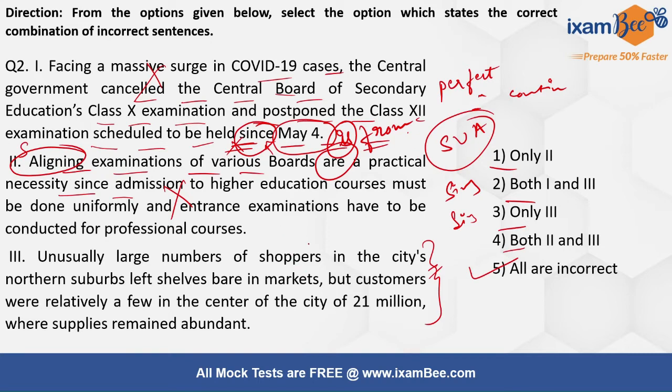But again, because we are studying here, so we will see the last sentence also. It says, unusually, large numbers of shoppers in the city's northern suburbs left shelves bare in markets, but customers were relatively a few in the center of the city of 21 million, where supplies remain abundant. So you don't use a few with relatively. You use a few when you're talking about a significant number. Okay, a significant number will be a few, but few would be less, related to less, but for countable nouns, right? So a few is incorrect here.